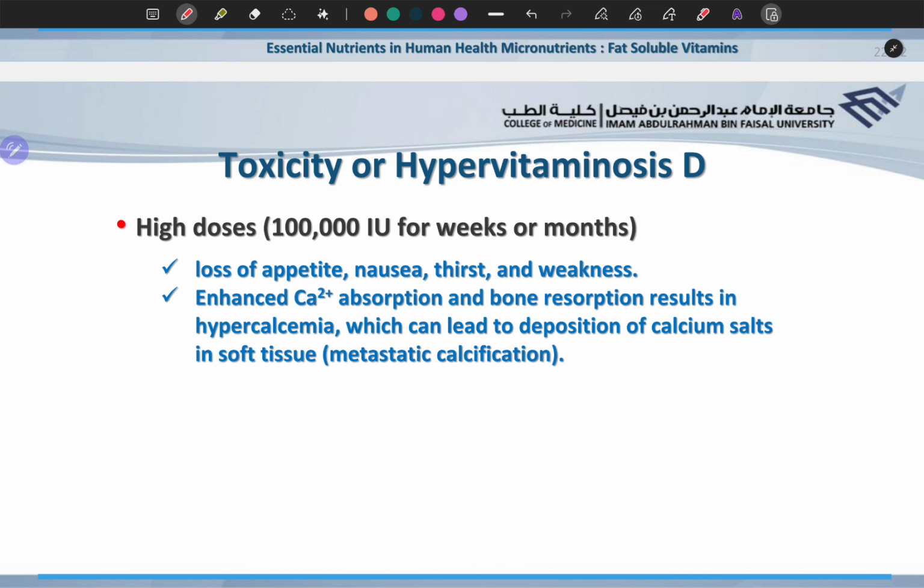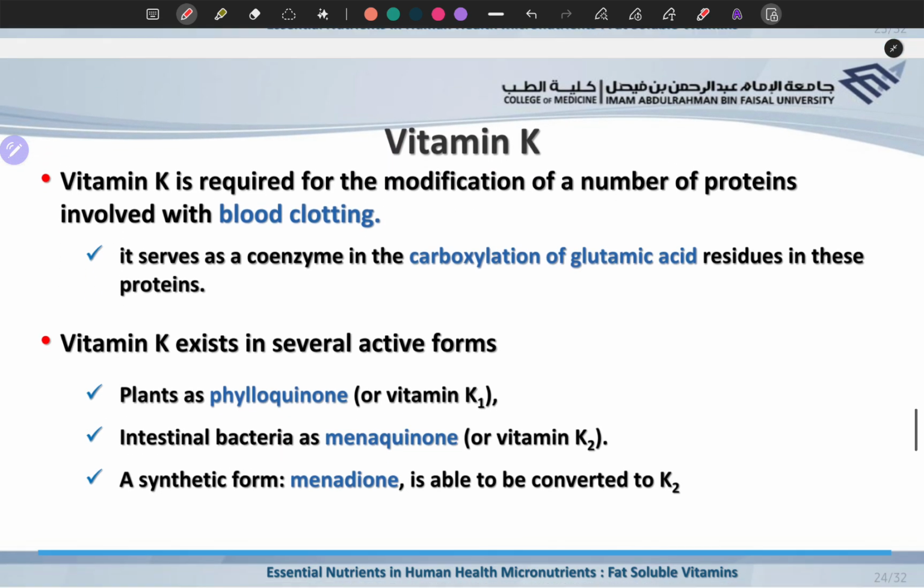It can cause stones in the kidney, right? Yes, that is right. This is because of calcification taking place in the kidney. Is it okay? Now vitamin K.